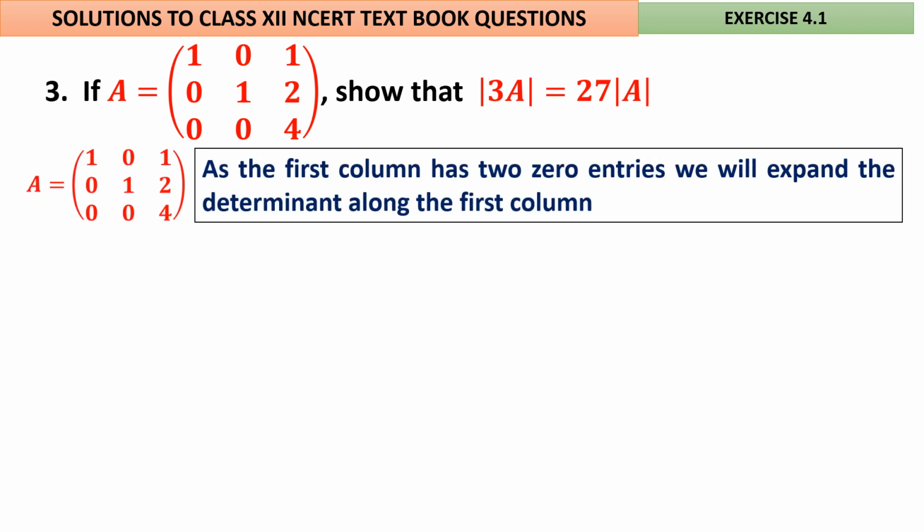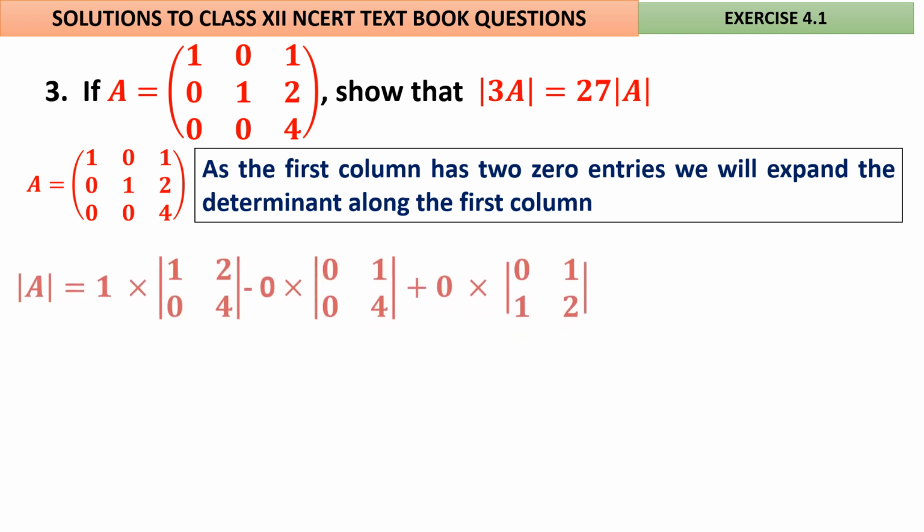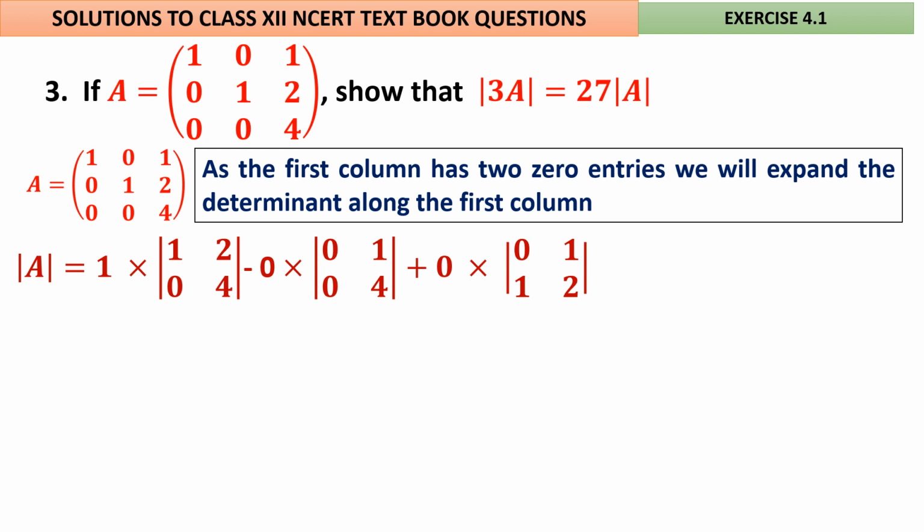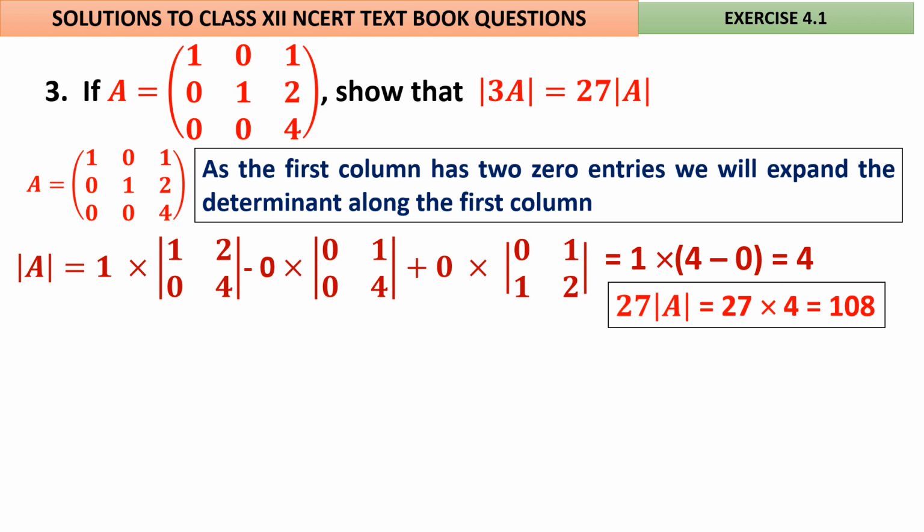As the first column has two 0 entries, we will expand the determinant along the first column. That is, remove the row in which it lies, remove the column in which it lies, you will get a 2 cross 2. Therefore, 1 multiplied by that, and 0 multiplied by, and 0 multiplied by. If you don't write those, well and good, but I have shown you to tell you that they automatically vanish. Therefore, the answer is 4. Therefore, 27 into determinant A is 108.